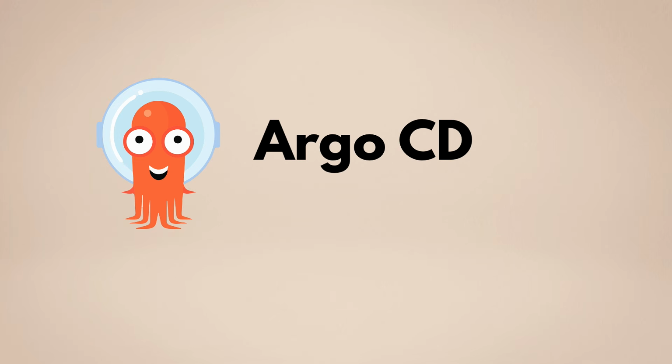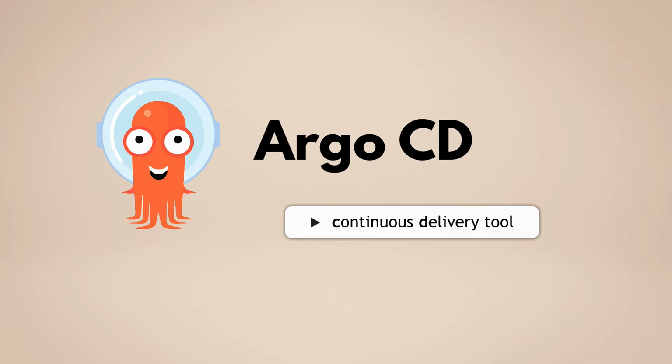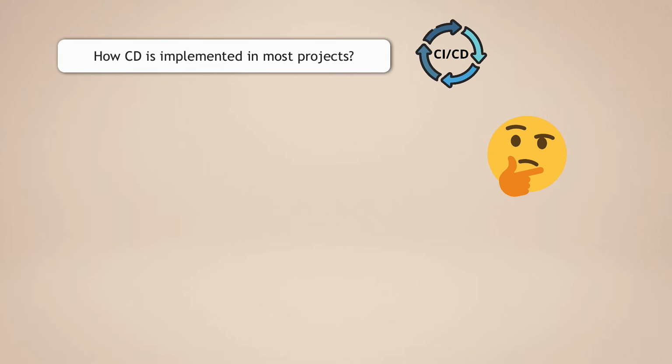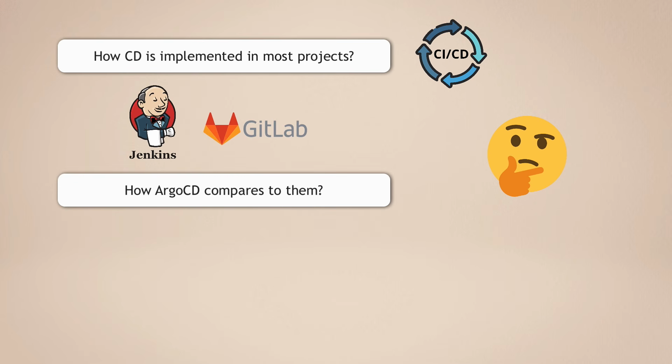ArgoCD is, as the name already tells you, a continuous delivery tool. And to understand ArgoCD as a CD tool or continuous delivery tool, let's first understand how continuous delivery is implemented in most projects using common tools like Jenkins or GitLab CI/CD, and then see how ArgoCD compares to them.